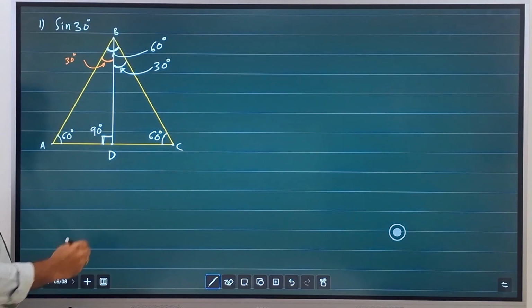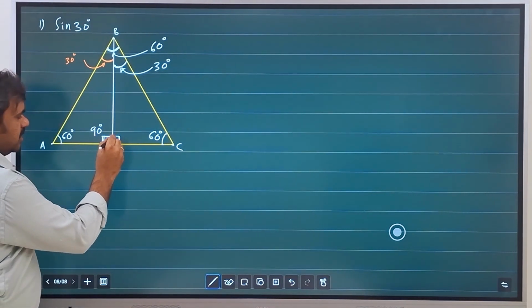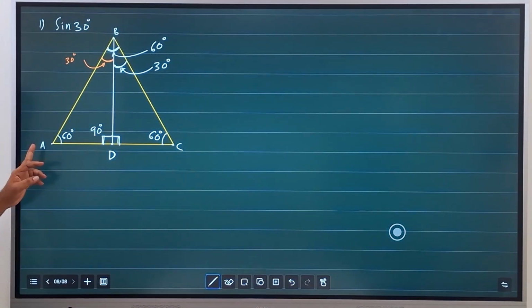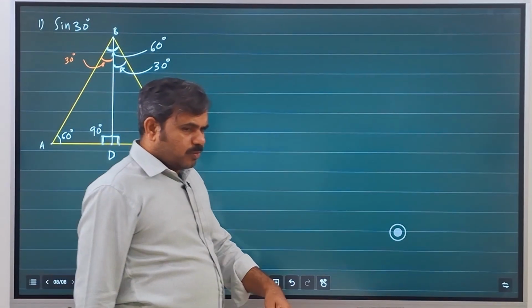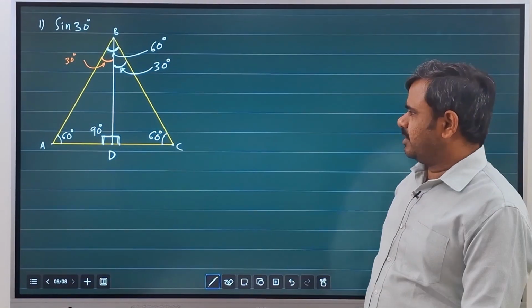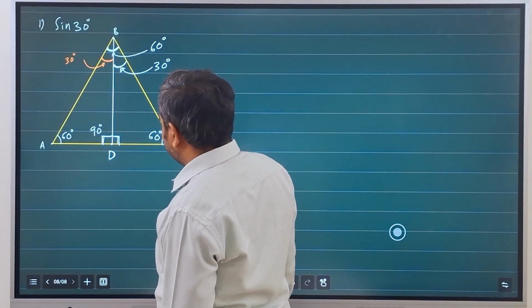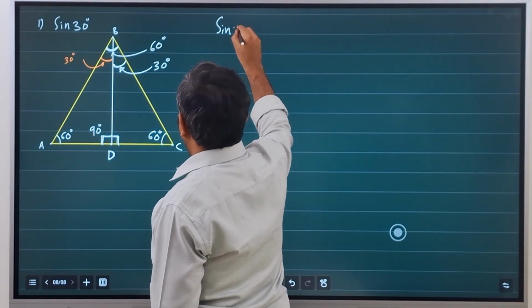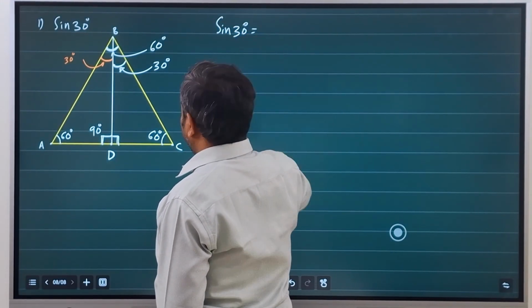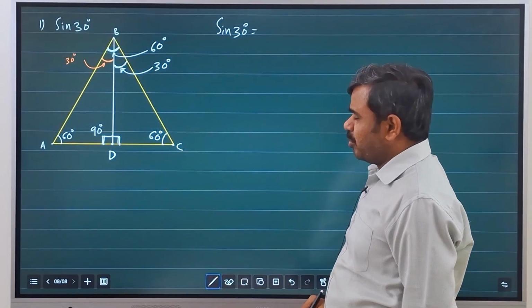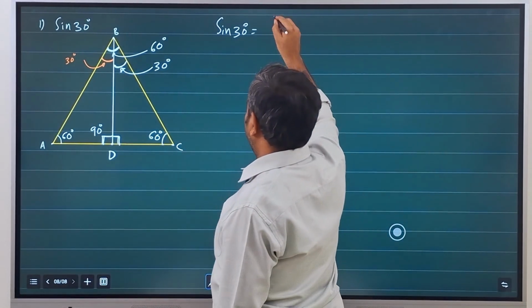Look at one of these two right angled triangles. Here, this is also a right angle. Take the right angled triangle ADB or BDC. We want to calculate sine 30 degrees. In order to calculate sine 30 degrees, you know sine 30 degrees is what? Opposite side divided by hypotenuse.